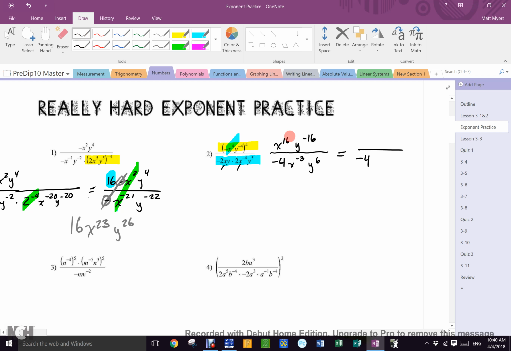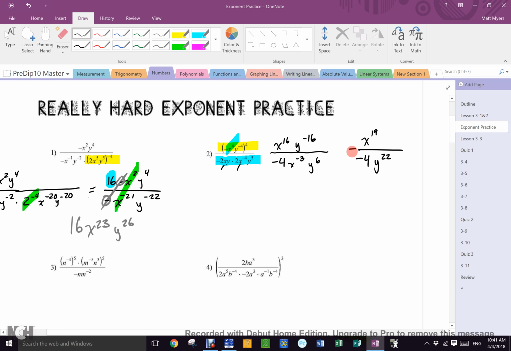Now, x's, 16 minus 3 is 19. 19 is positive, so it's not going anywhere. Negative 16 minus 6 is negative 22, so it has to go down to the denominator. Now, when you look at the answer for this, you're going to see that they have moved the negative sign right to the middle. And that's okay. All right? Is everybody good?